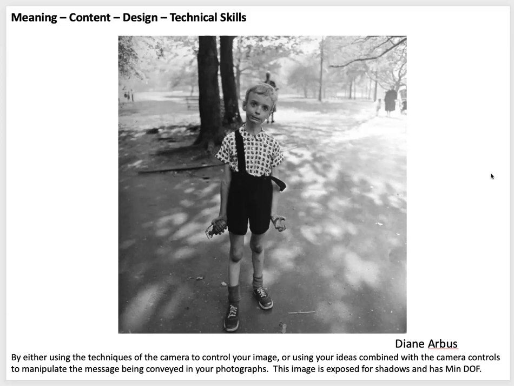So here's an example of taking control of your images and being aware of what's happening. This is a great photo by Diane Arbus. And I'm just going to talk about it technically. So it's a minimum depth of field. She's exposing for the shadows because the highlights are a little bit overexposed, which makes sense. The subject matter is standing in the shadows.